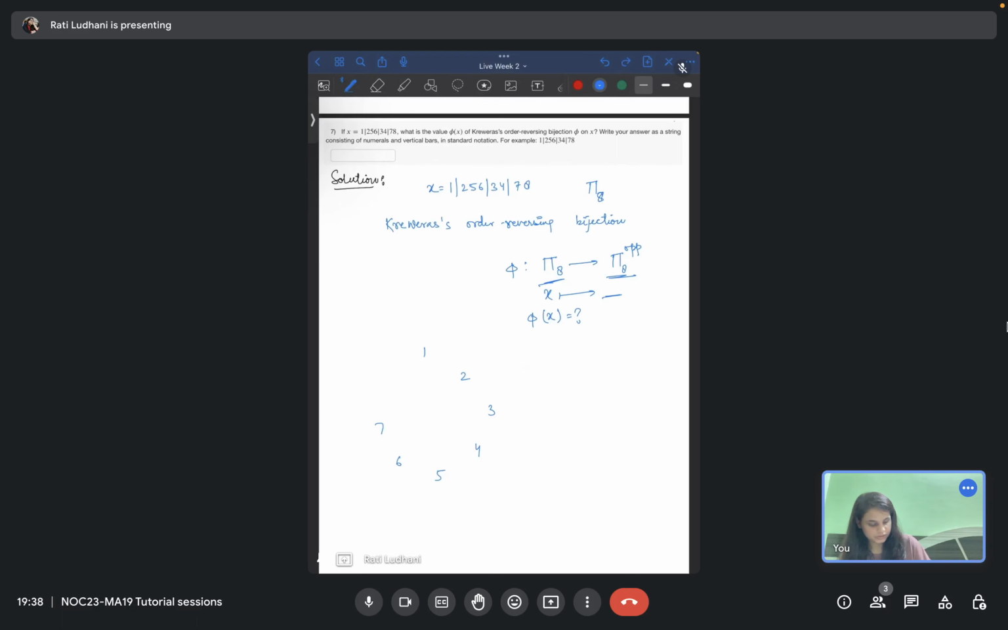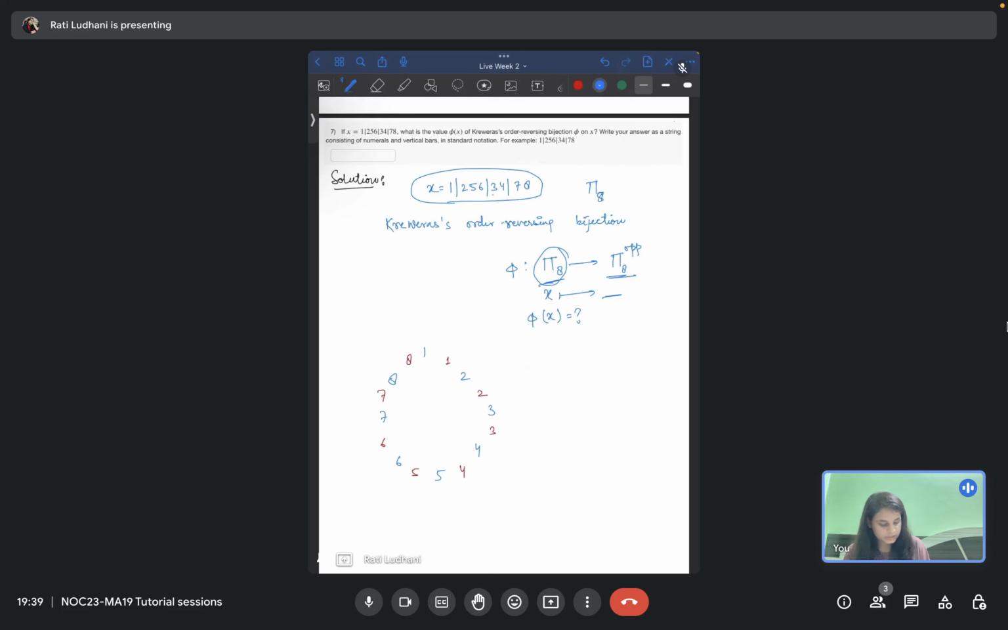7 8. So you write 1 2 3 4 5 6 7 8 with a different color. Now from pi 8, for example this element x, where x will go, that is the question. So you join the elements if there is a relation. So basically you are not drawing a graph, but you're just trying to have it in the cycle thing.